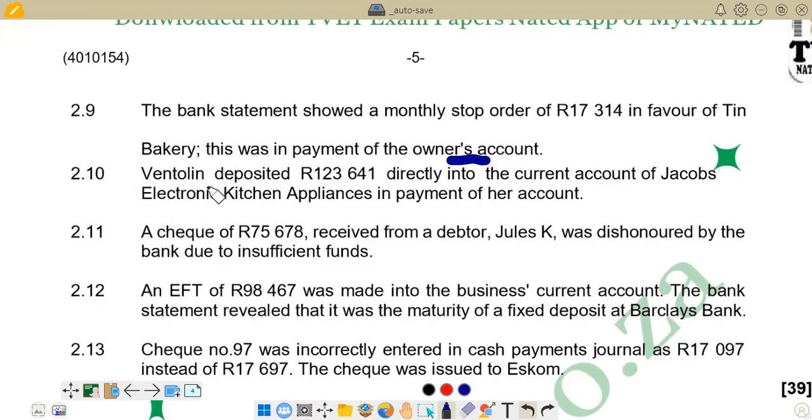So we have Vendolin here. You see that Vendolin is our debtor. It is the current account of Jacob's Electronic Kitchen Appliances, in payment of their account. So this person was paying their account. So this indicates that this person is a debtor or a trade receivable. So we have a column there for trade receivable. So we're going to put it under the column for trade receivable. So that is what we have there.